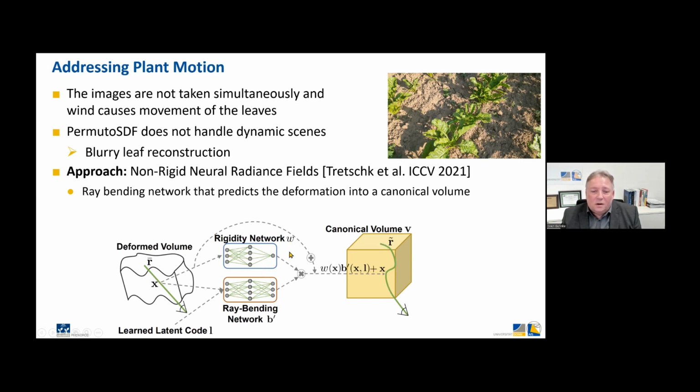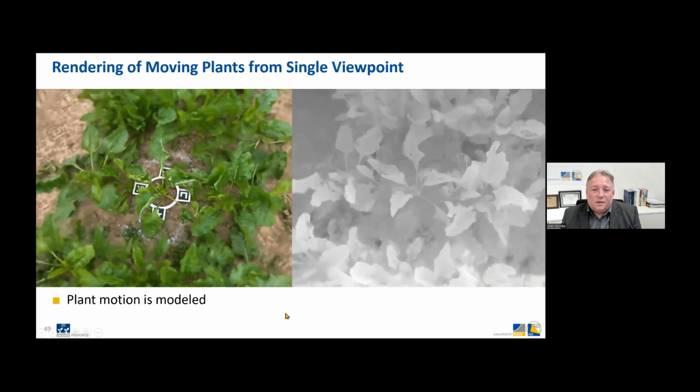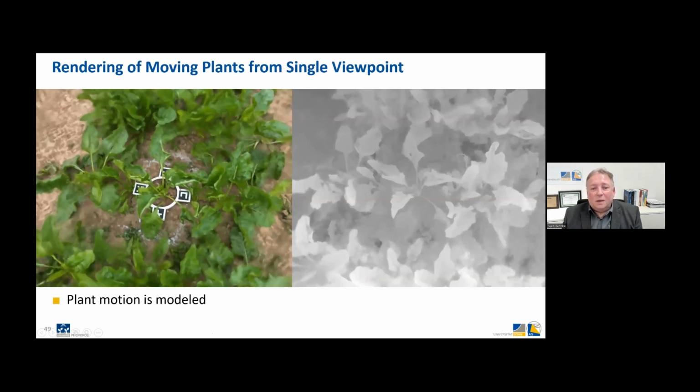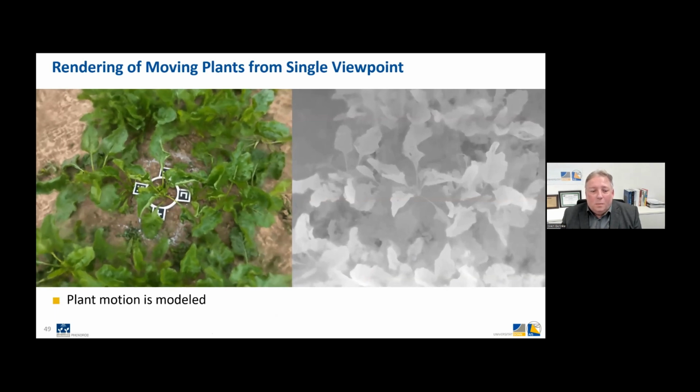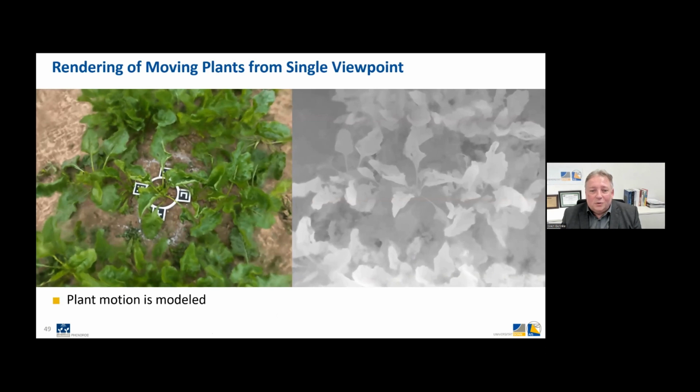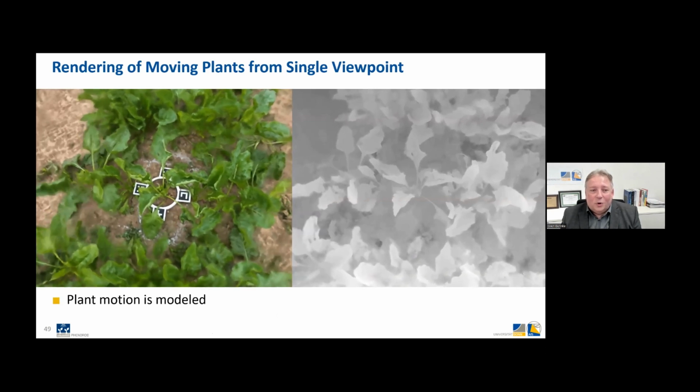The second part of this network is a so-called rigidity network that produces a mask that distinguishes between a stationary background and the moving foreground, and then this mask is multiplied here so that this deformation is just applied to the moving foreground. So this network, when you train it with the data that we capture from the flying robot, is able to model the motion in the scene, which should be mainly the motion of the plants.